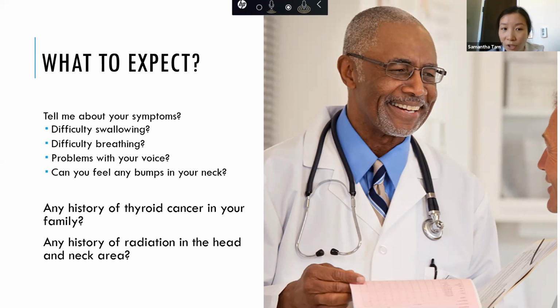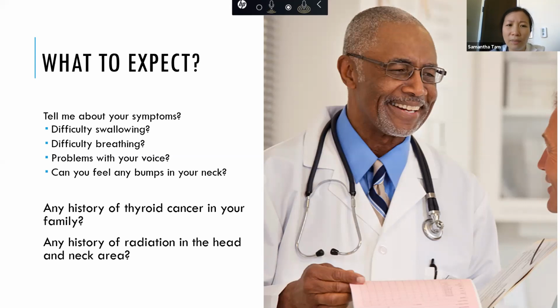Like, do you have any difficulty swallowing? Are you having difficulty with certain consistencies of food going down? Do you have any difficulty breathing? Have you noticed any problems with your voice? When you feel your neck, are you able to feel your thyroid lump? Has it grown in size? Are you able to feel any other lumps or bumps in the head or neck?